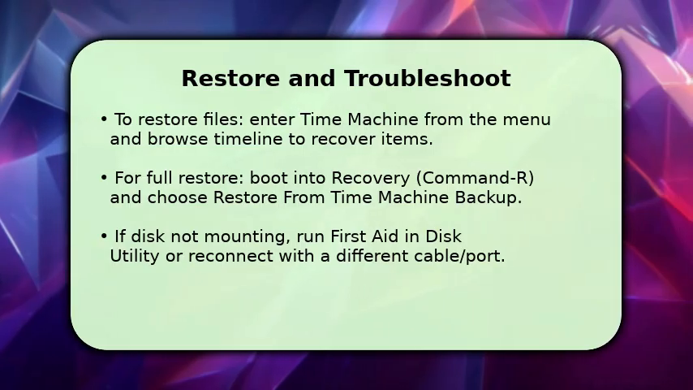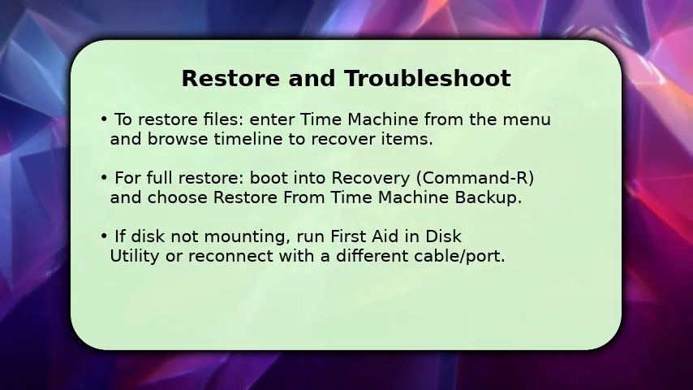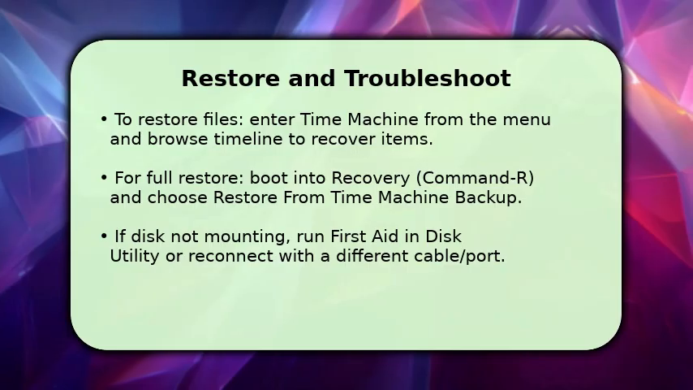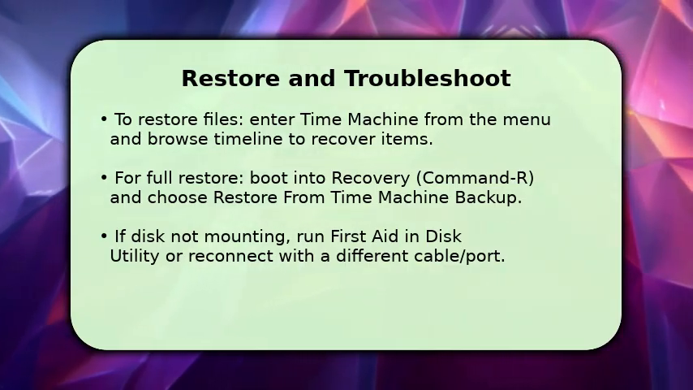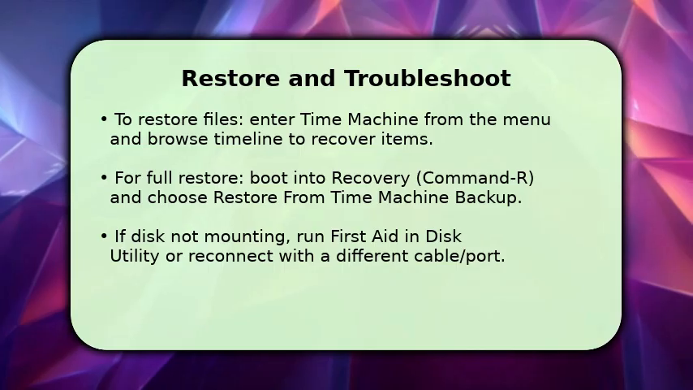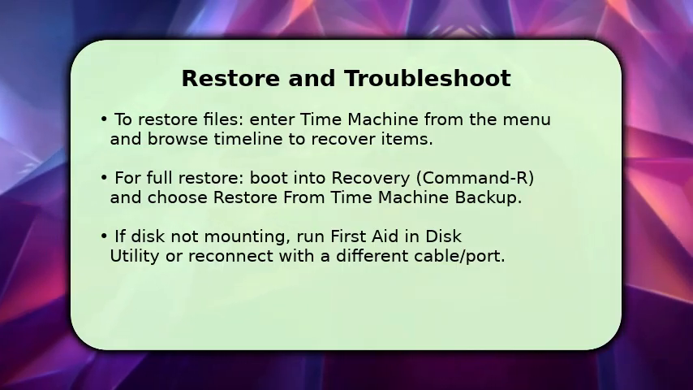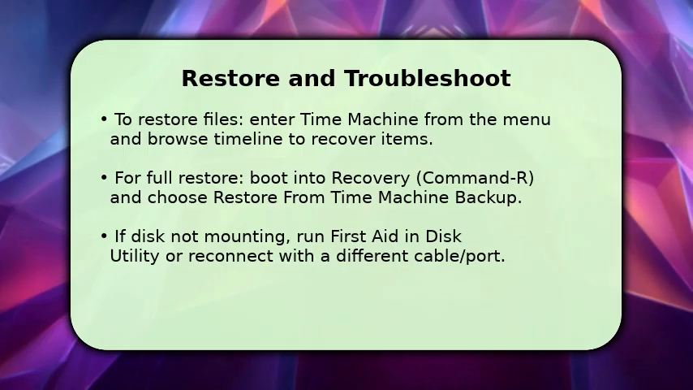If the drive won't mount or Time Machine reports errors, try First Aid in Disk Utility, swap cable or port, and confirm drive format and encryption. If Time Machine still fails, disable and reselect the disk to force a new snapshot catalog rebuild.